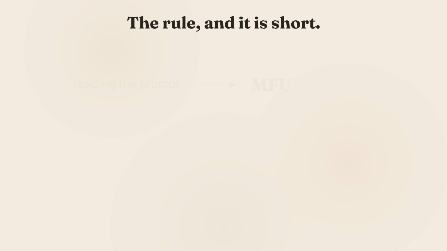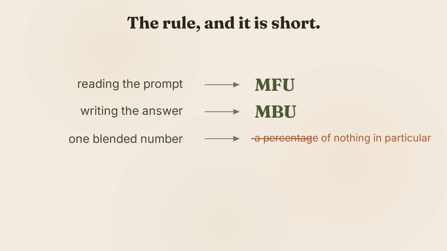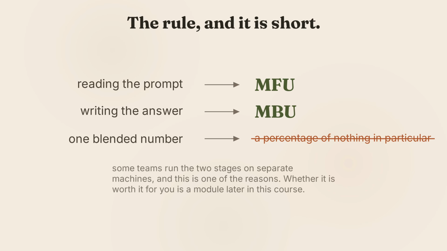So here's the rule, and it's short. Report MFU for reading the prompt, and report MBU for writing the answer. And what if you blend them into one number for a server doing both? Then you've got a number that isn't a percentage of anything in particular. Some teams go as far as running the two stages on separate machines. And this is one of the reasons, and whether that's worth it for you is a module later in this course.